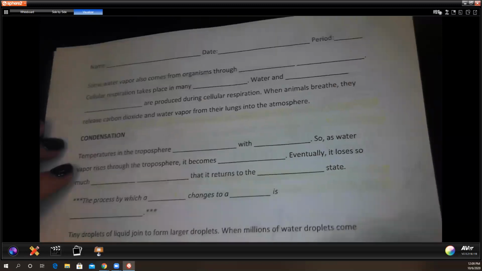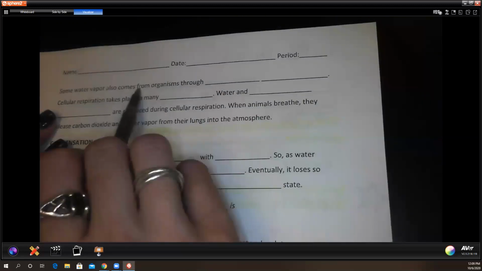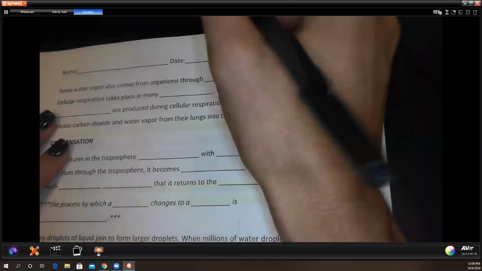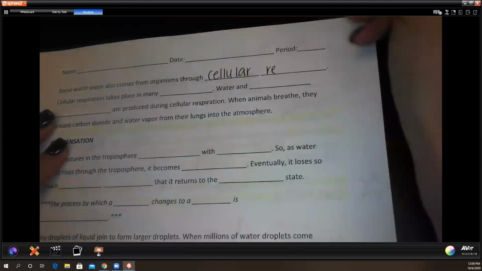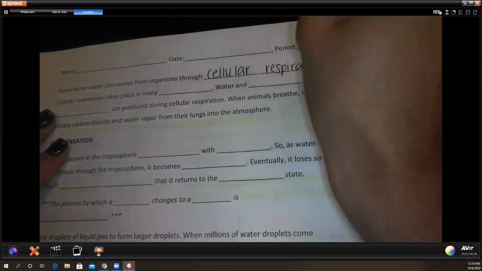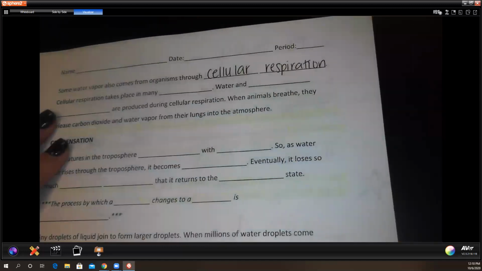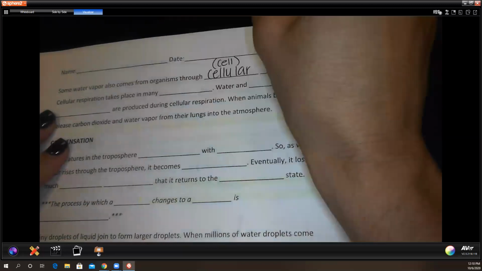So some water vapor also comes from organisms through cellular respiration. What does it mean to respirate? Think about it. What is respiration? What is it, Andrew? To breathe. Yes. It's when cells breathe. All living things need to breathe.